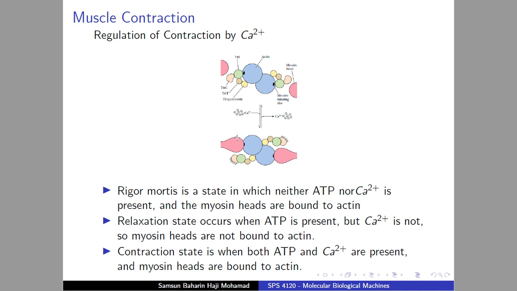Another example: rigor mortis is a state in which neither ATP nor calcium ion is present, and the myosin heads are bound to actin. The relaxed state occurs when ATP is present but calcium ion is not, so myosin heads are not bound to actin. And the contraction state is when both ATP and this ion are present, and myosin heads are bound to the actin.